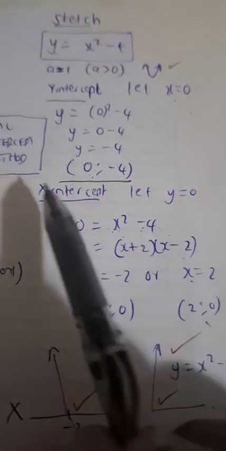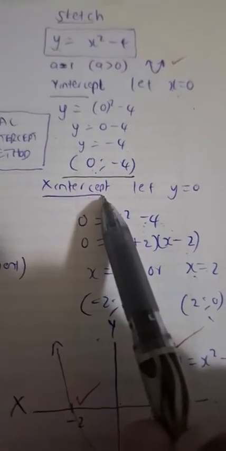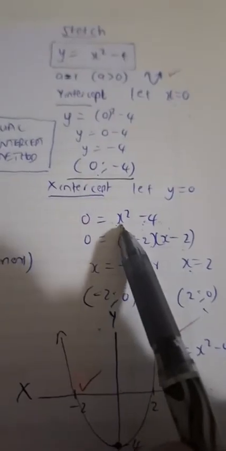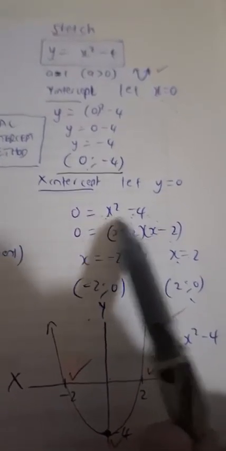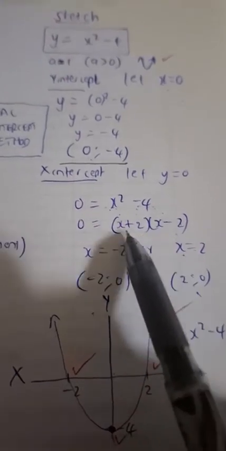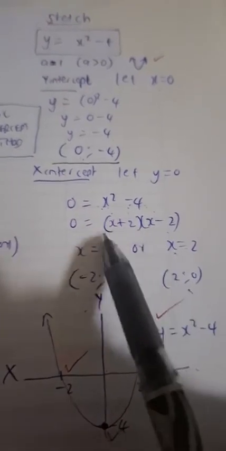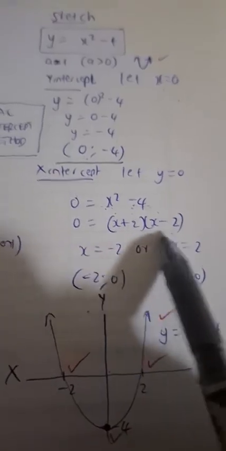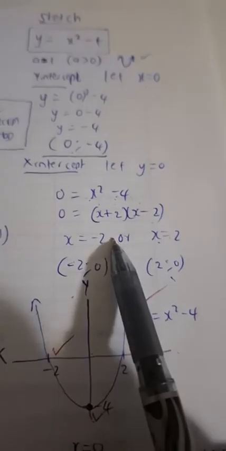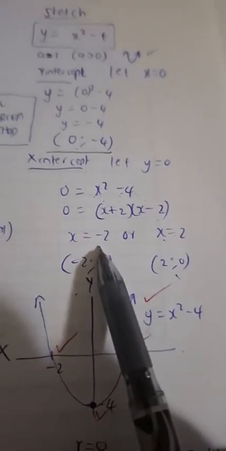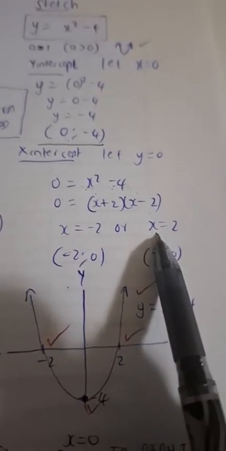We let y be equal to 0 to find what we refer to as the x-intercept for the very same function. So if we let y be equal to 0, it means we are going to have 0 is equal to x squared minus 4. We then factorize this expression, x squared minus 4, to get x plus 2 into x minus 2 as per our grade 9 factorization and grade 10 factorization. Then after that we get x is equal to -2 or x is equal to +2.